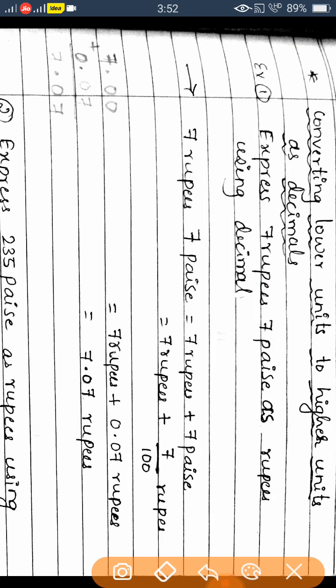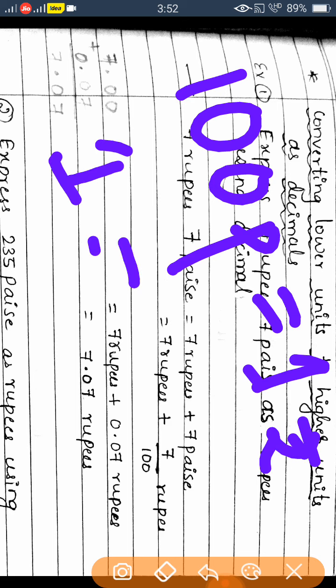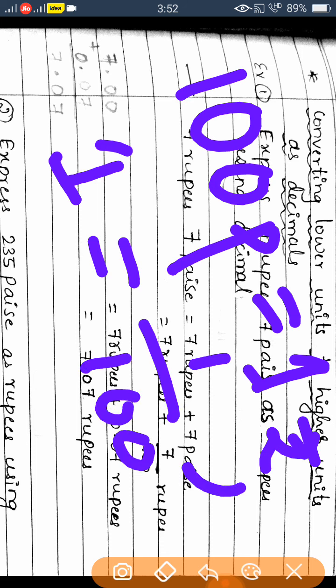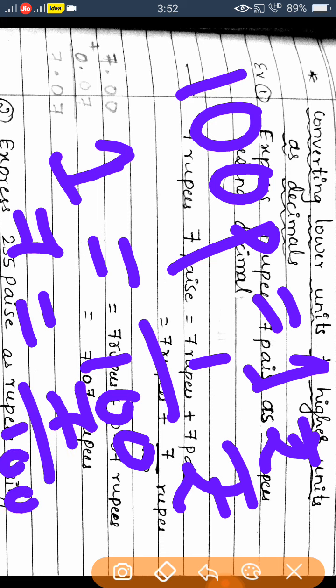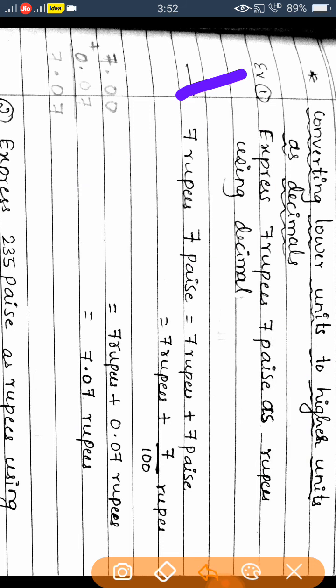Why does it happen? Because we know that 100 paisa is equal to 1 rupee. That means 1 paisa is equal to 1 by 100 rupees. So this 100 comes in the division. Then 1 paisa is 1 by 100, so 7 paisa is 7 by 100. How is it 7? Because 1 into 7, 1 7s are 7. So 7 by 100 rupees. This kind of operation you have learnt in a previous class, so I'll not explain this. So directly 7 by 100 rupees.